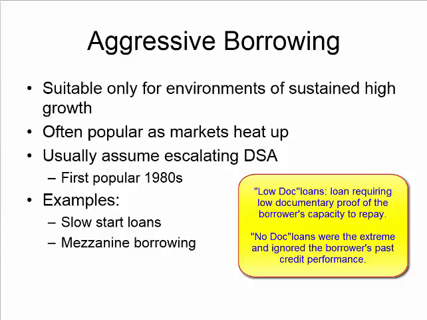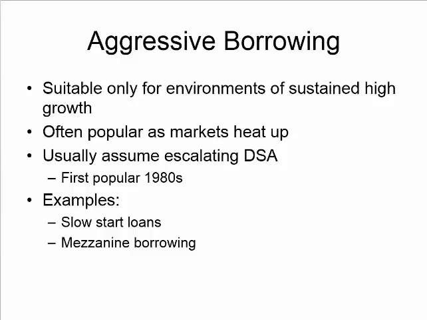Also, strategies were being made available from banks to meet the demand from borrowers for maximum borrowing potential, and while they meet the demand, they also satisfy the bank's objectives of writing more debt. Generally, aggressive borrowing strategies rely on the assumption of continued high capital growth and an escalating debt serviceability for the borrower. These were first popular in the 1980s, but again they became popular through the latter part of the 1990s. Two examples we'll look at are slow start loans that come in various arrangements, and also mezzanine borrowing.